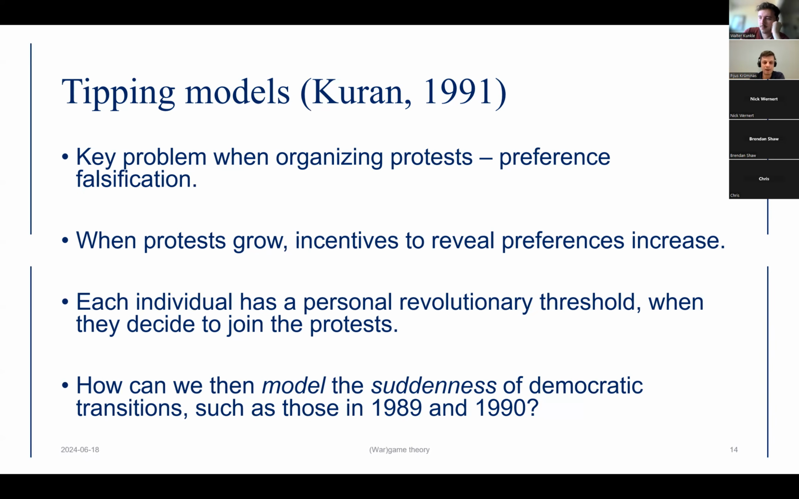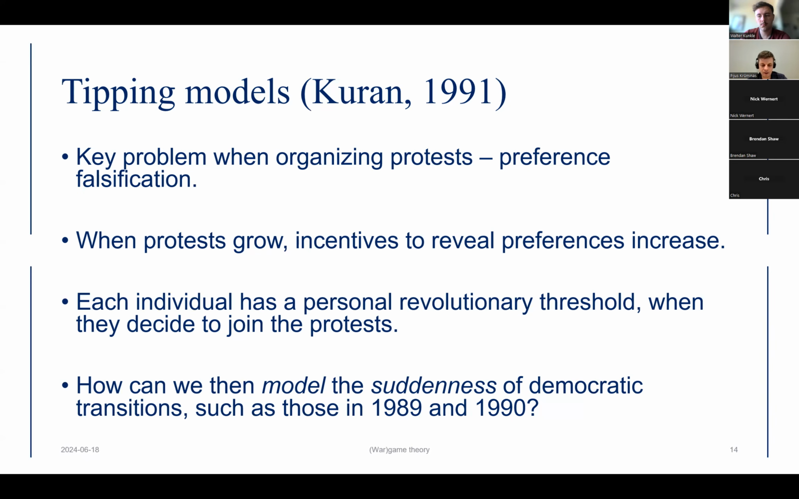They're still out there. Maybe I should join the protest. And each individual, according to this model, has a personal revolutionary threshold when that individual decides to join the protest. In other words, once a sufficient amount of people are protesting, I say, okay, now I'll join too, because many of us are already here in the street. And what this can do is help us understand why some of these transitions are so sudden.